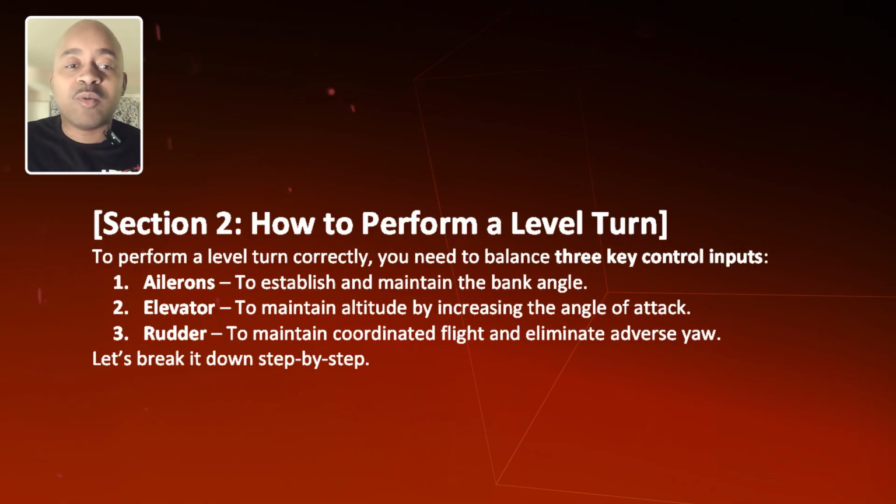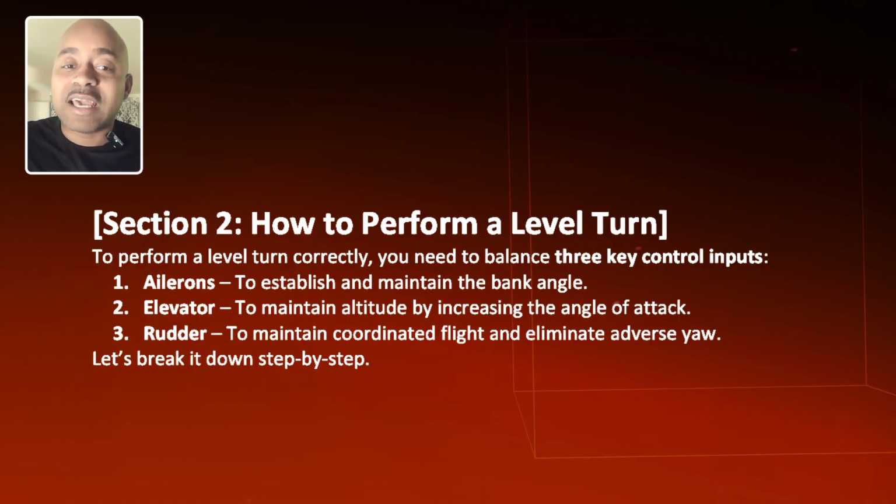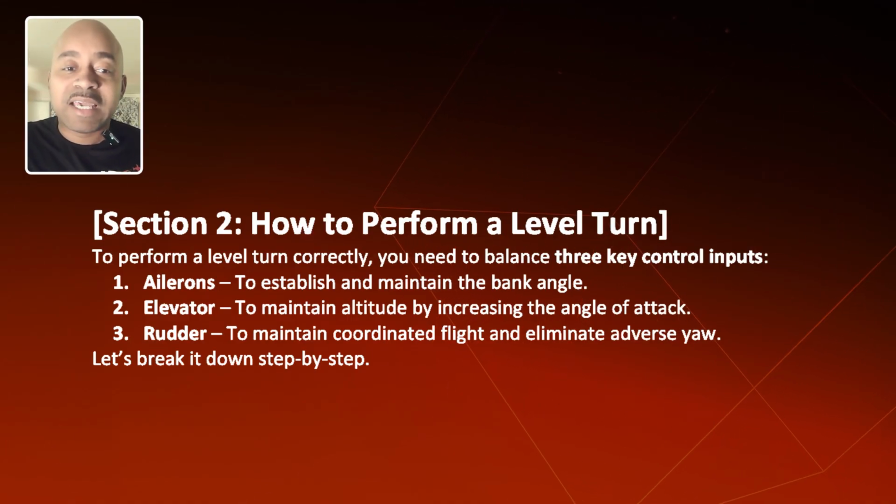So how to perform it? Aileron, establish, maintain the bank angle. Elevator, maintain altitude by increasing the angle of attack. Rudder, maintain coordinated flight and eliminate adverse yaw. Let's break it down step by step.